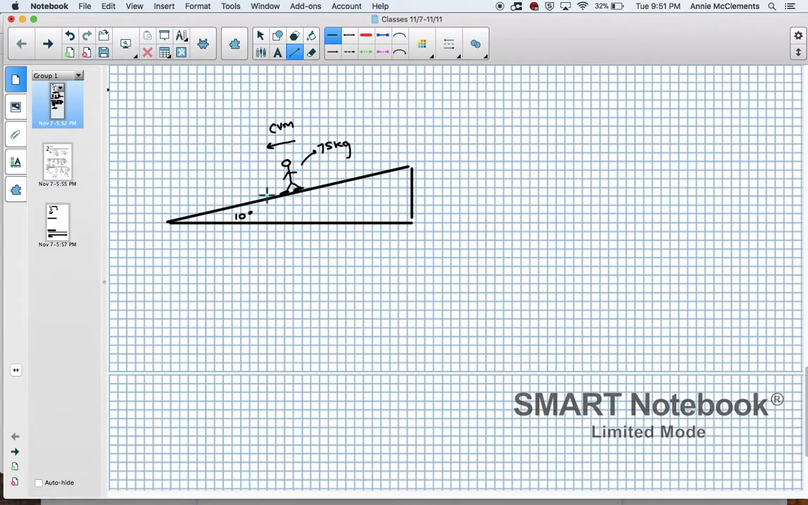And then the skier is moving along the slope, and I haven't said anything about it being frictionless, so it's safe to assume that there's a little bit of kinetic friction acting against the direction of motion of the skier. And since it's indicated that the skier is traveling down the slope, friction is going to be up the slope. So here's just a rough sketch of our free body diagram.